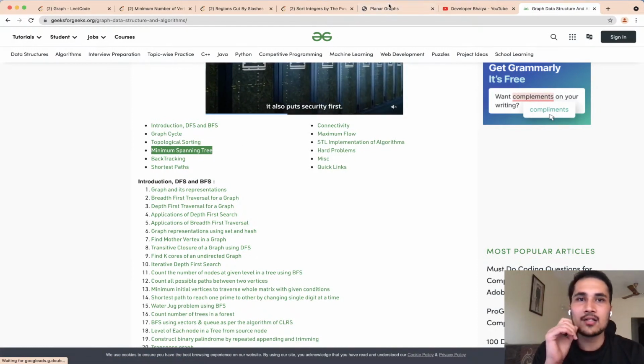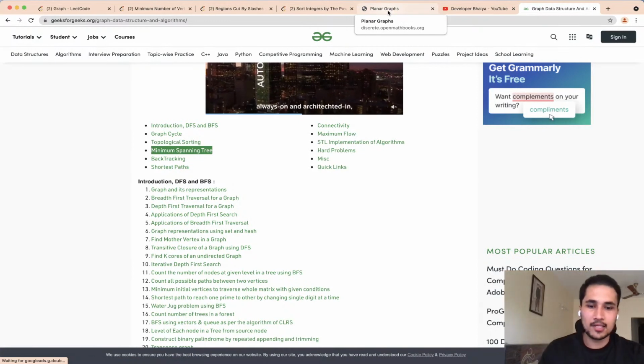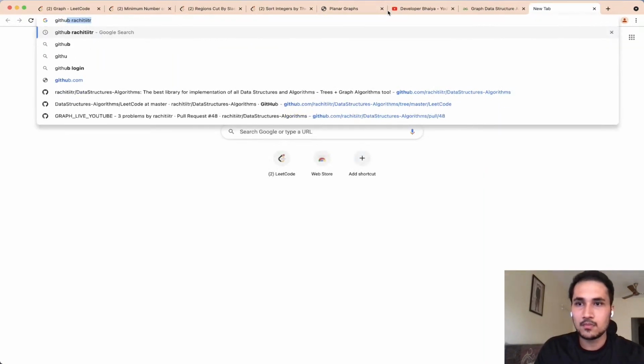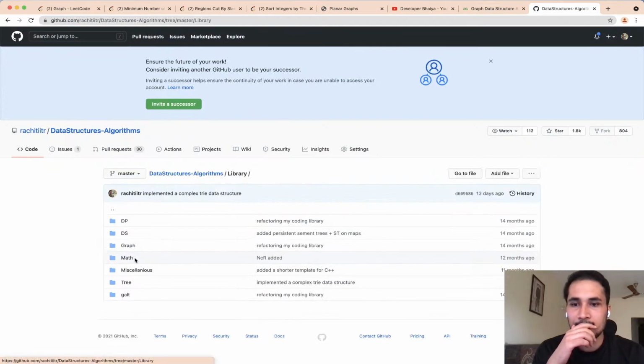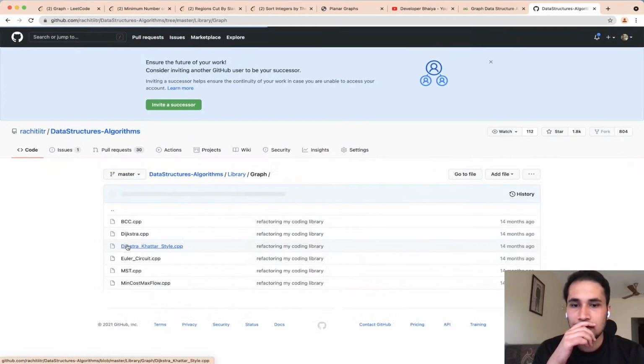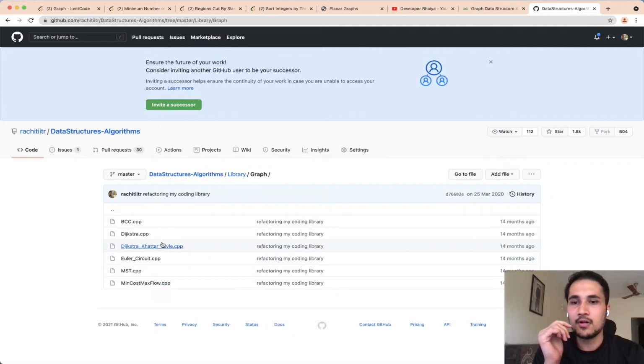You can also have a look at the source code of all these things in my GitHub repo. In my library, I have a graph section as well. It has a bunch of code for minimum spanning tree, min cost max flow, Dijkstra, strongly connected components, and all those things.